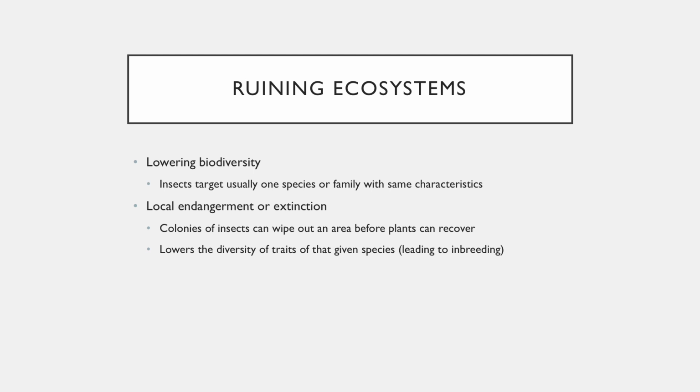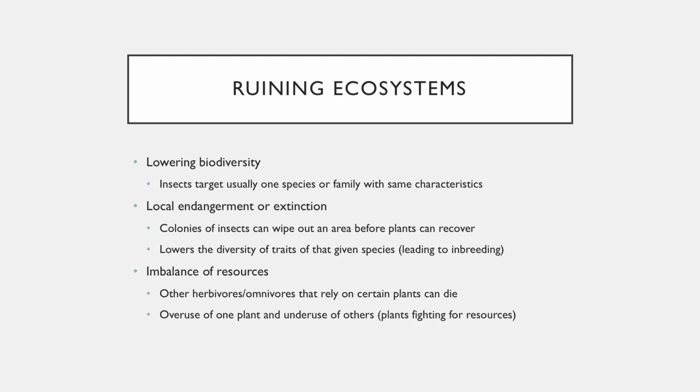It also lowers the diversity of traits of that given species, again leading to inbreeding, which can cause the plant to not live as long and to not have the viability of offspring. The imbalance of resources that become prevalent in the ecosystem are shown because other herbivores or omnivores that rely on these plants that are being eaten in a higher abundance by these insects are dying.